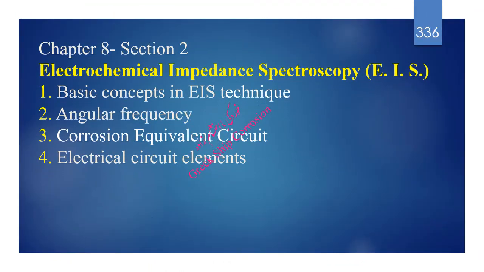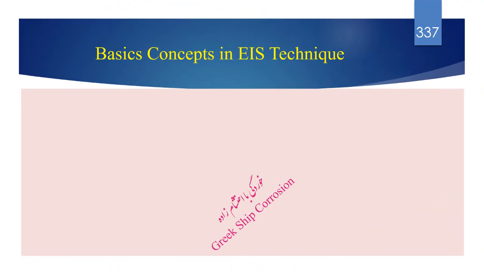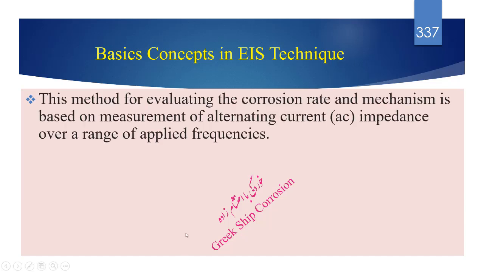Chapter 8, Section 2, Electrochemical Impedance Spectroscopy. Basic concepts in EIS technique, angular frequency, corrosion equivalent circuit, and electrical circuit elements are discussed in this video. Basic concepts in EIS technique.